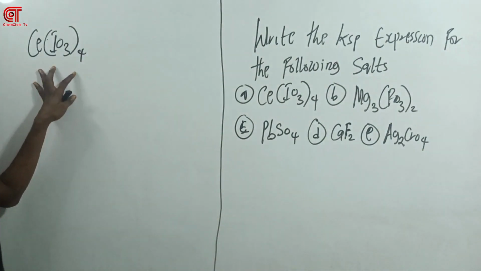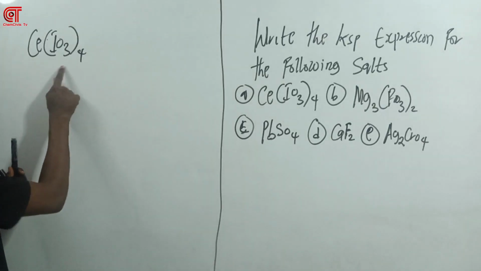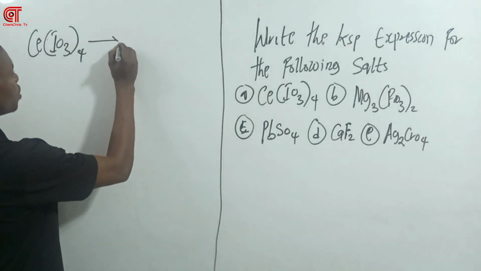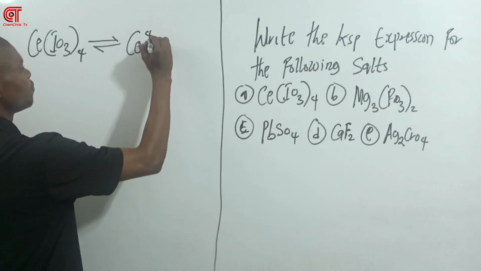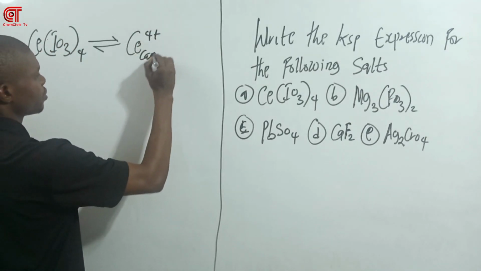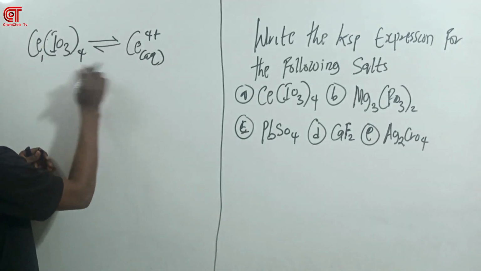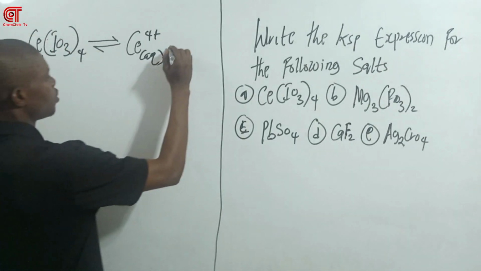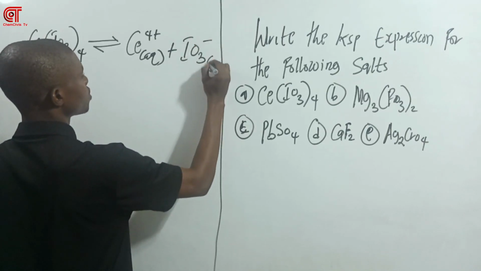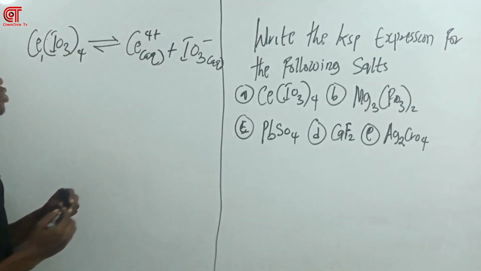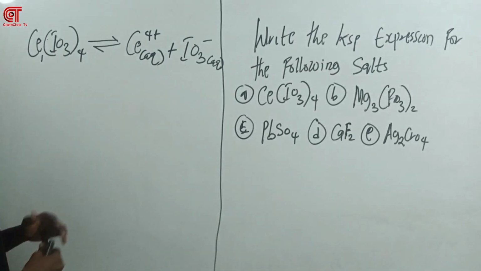So whenever you see this one here, what is it? This one is a polyatomic ion. So here we have Ce4+ aqueous. Do you get that? Because here is 1, here is 4, right? So this one moves here, then you have plus IO2 minus.